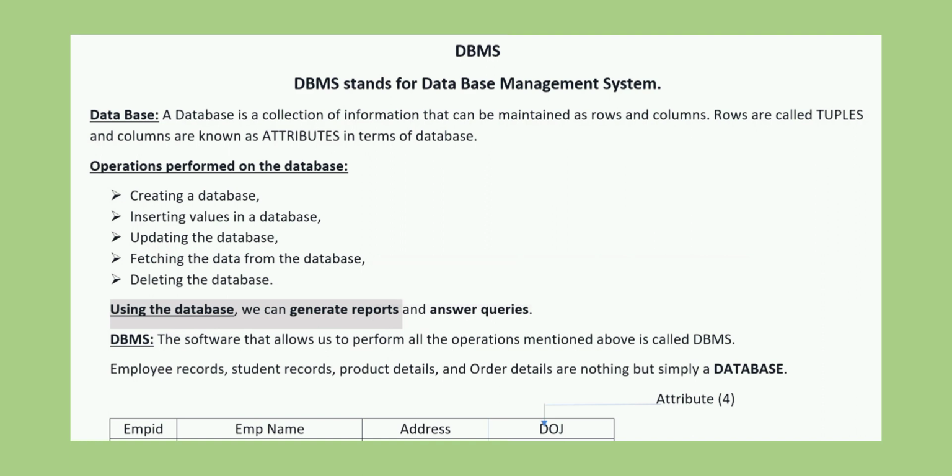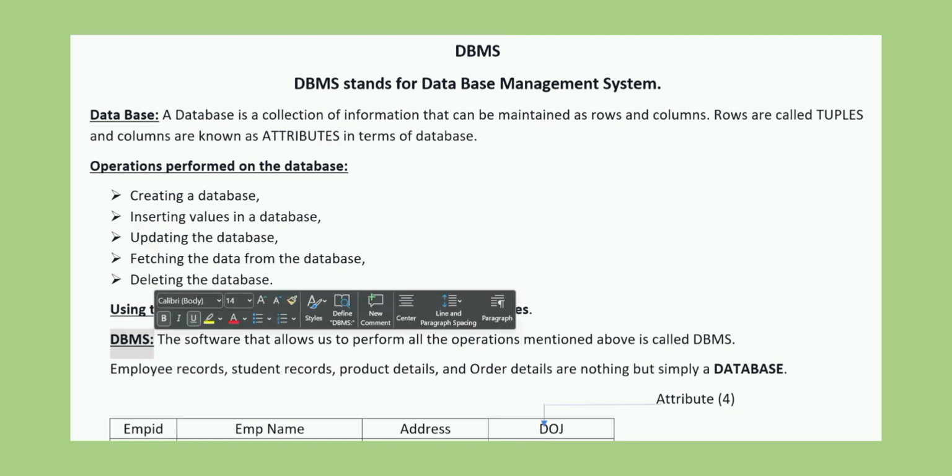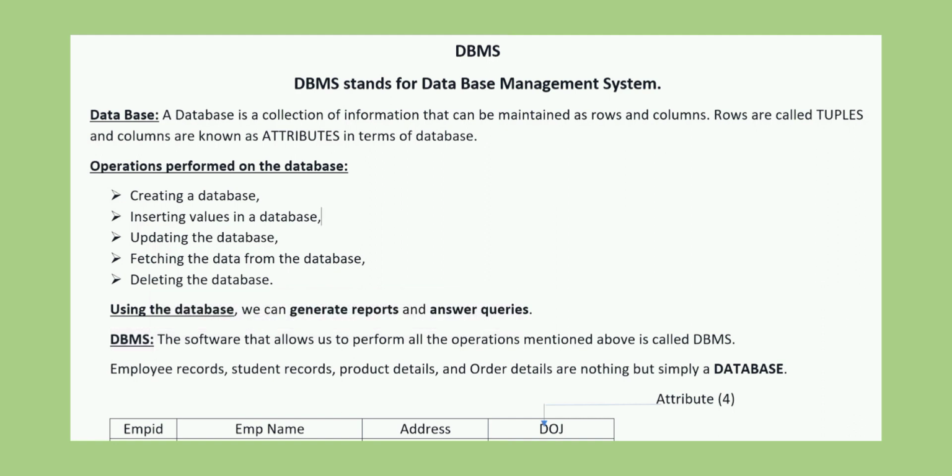Now we will learn what DBMS actually is. As we know, DBMS stands for Database Management System. DBMS is a software that allows us to perform all the operations mentioned above. So the operations that can be performed in the database can be managed with the help of a software, and that is known as DBMS.